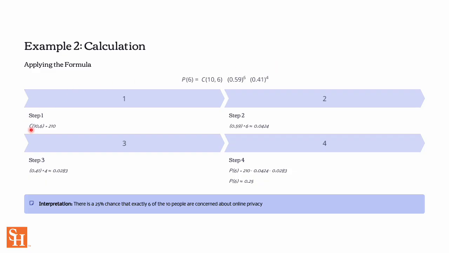So if you plug in all the values in the binomial probability distribution formula, then we basically get that. The value for the coefficient part is 210, and the value for this part is approximately 0.0424, and the value for this part is approximately 0.0283, right? And then after the final calculation, the value we get is approximately 0.25. That means there is a 25% chance that exactly 6 of the 10 people are concerned about their privacy online, right?